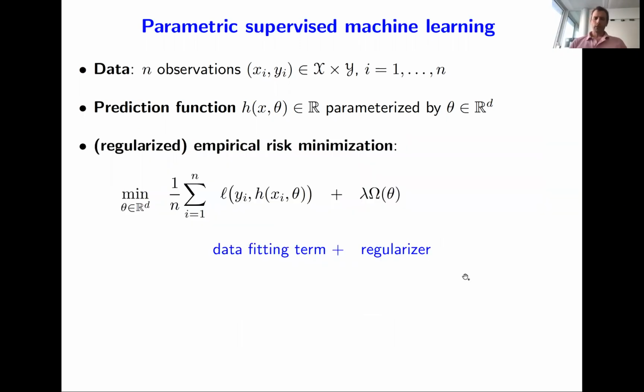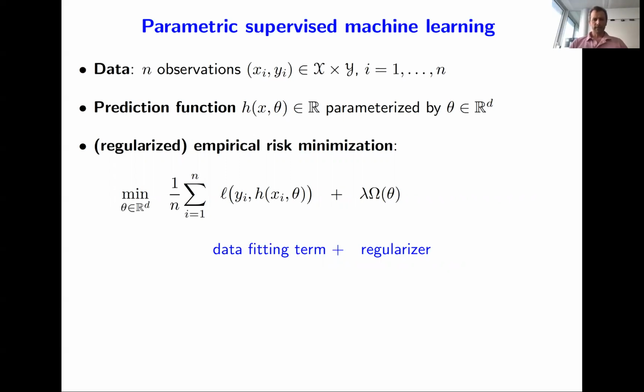All right, so the way those models are fit, you form the regularized empirical risk by taking a data fitting term, which is the average over your training data of a loss between what you want to predict, yi, and your predictions, h of xi, theta. And this is the data fitting term, and you add some regularizer to avoid overfitting. This is very classical. So this has been around for many, many years.